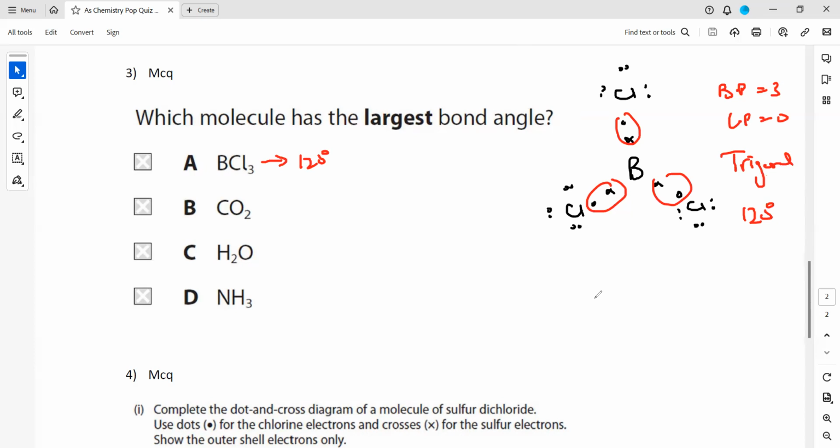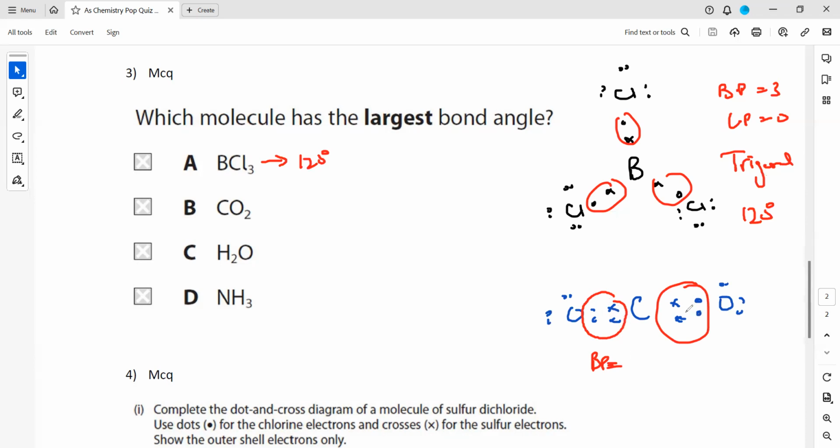For carbon dioxide, carbon belongs to group 4, so it shares 4 electrons, and oxygen belongs to group 6, so it will share 2 electrons. But when we predict bond angles, even a double bond or a triple bond is considered as one. So in terms of bond angle, this is one bond pair and this is another bond pair. Even though there are four bond pairs, we consider them as two if they are double or triple bonds, because they are in the same direction.